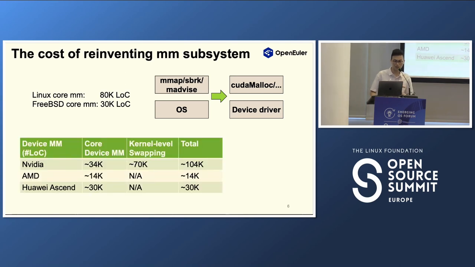But when it comes to device drivers, for example, NVIDIA's CUDA driver, it spans about 100,000 lines of code: 30,000 lines of code from its GPU MM, and 70,000 lines of code from the UVM driver, supporting kernel-level swapping. We also took a look at the AMD driver and Huawei's Ascend driver. They share a similar magnitude of memory management code. We doubt whether these memory subsystems have bugs, system overhead, or memory fragmentation issues, because the memory management system is very complicated and has evolved over a long time in the operating system, but accelerators are quite new.